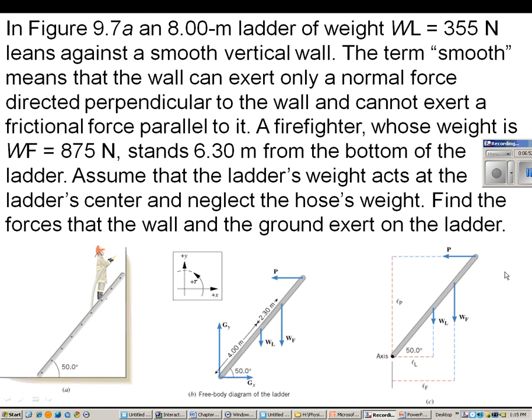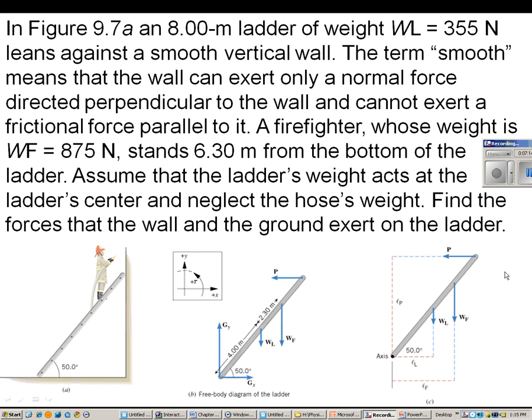This last problem is a fairly difficult problem. In figure 9.7a, an 8-meter ladder, weight 355 newtons, leans against a smooth vertical wall. The term smooth means that the wall can exert only a normal force directed perpendicular to the wall and cannot exert a frictional force parallel to it. It's smooth, there's no friction.